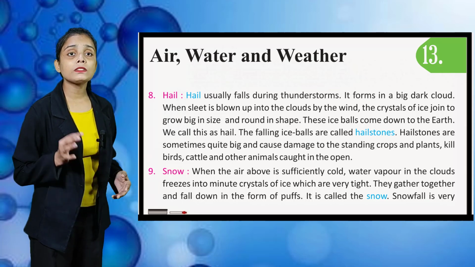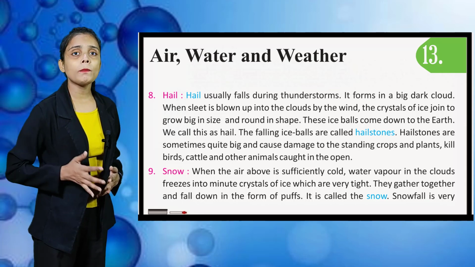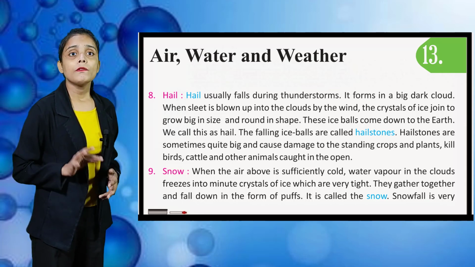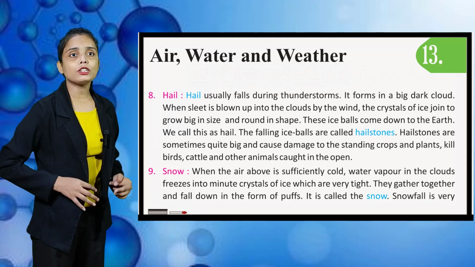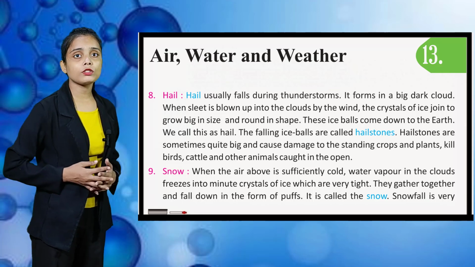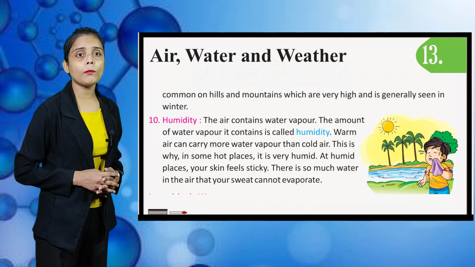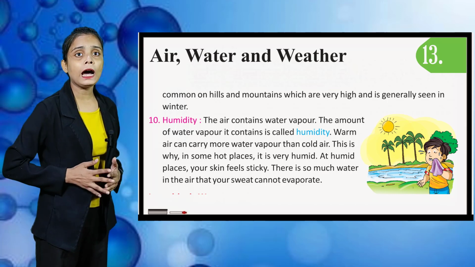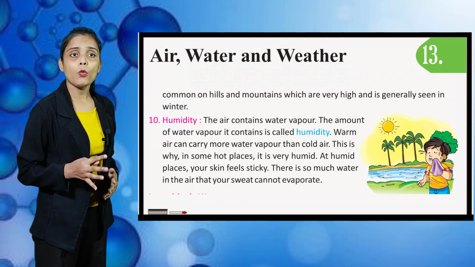Next is snow. When the air above is sufficiently cold, water vapor in the clouds freezes into minute crystals of ice, which are very light. They gather together and fall down in the form of puffs. It is called snow. Snowfall is very common on hills and mountains, which are very high, and is generally seen in winter.